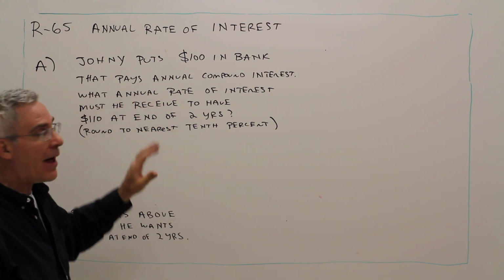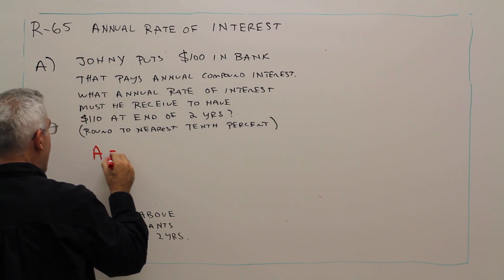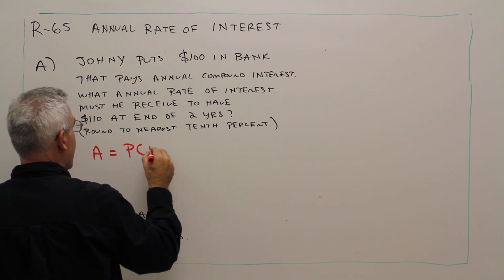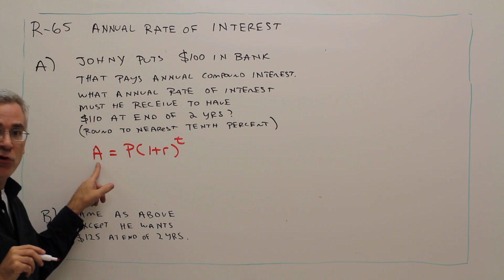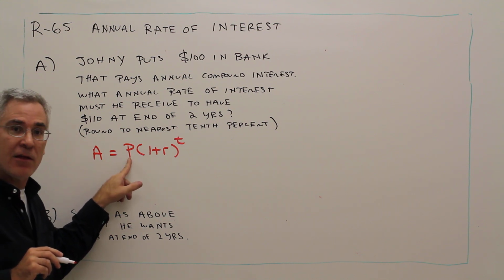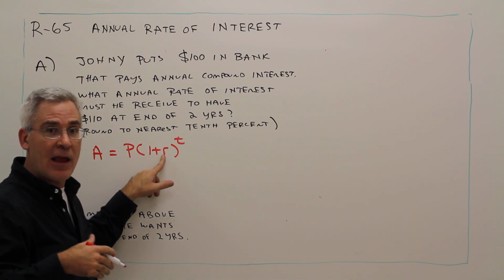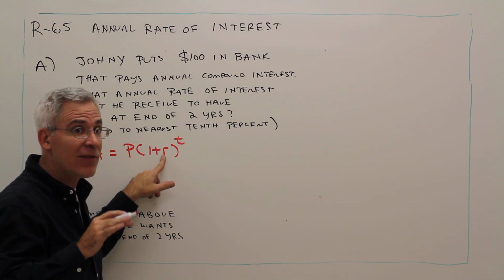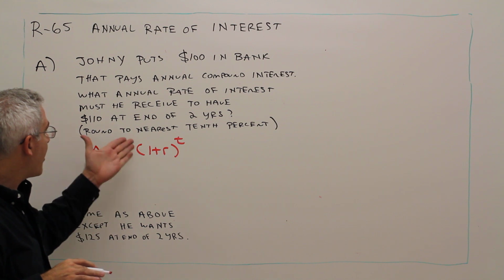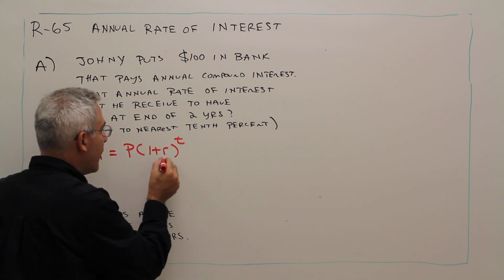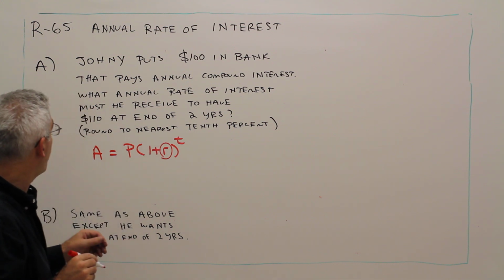All right, for compound annual interest, the formula is as follows. A equals P times (1 plus R) to the T, where A is the future amount, P is the principal or the amount you deposit, R is the annual interest rate expressed as a decimal, and T is time in years. All right, so what we're trying to solve for in this problem is the value of R, and we should know everything else. Let's work through it.